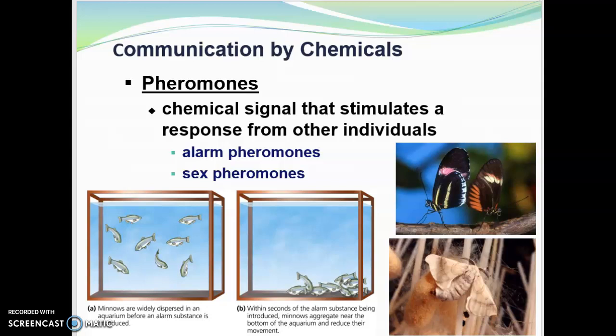But animals do that too. It could be an alarm pheromone. It could be a sex pheromone. For example, minnows in the water, all of a sudden a predator will come in and they need to protect themselves, so they'll release a pheromone and they'll all congregate in shallow areas or in a group, hiding so that the predator cannot get them. Sex pheromones, they will release the pheromones into the air and they will attract their mate that way as well.